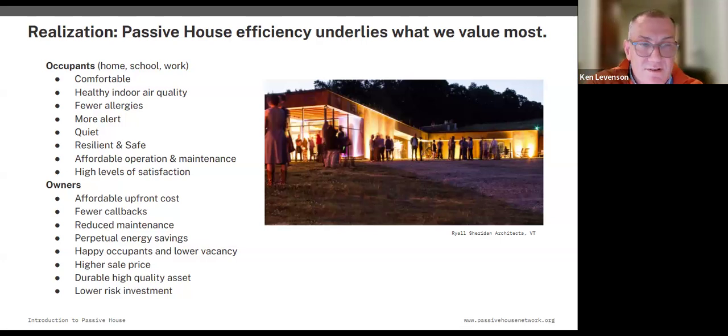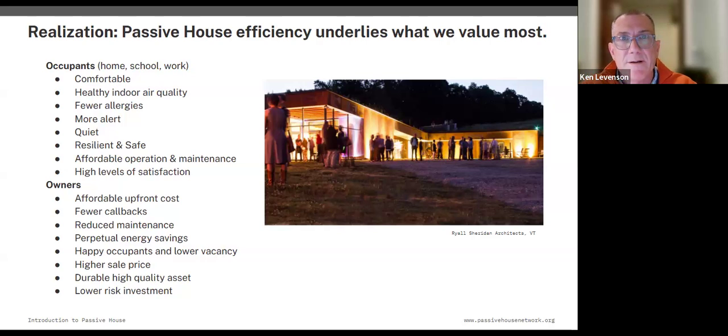Students are more alert. It's more quiet. It's more resilient and safe. As such, it's more affordable in operation, and we see generally and anecdotally higher levels of occupant satisfaction. On the owner side, you know, this is high quality construction. We'll talk about the costs in a bit. It's typically going to cost a little bit more, but it should be affordable. It should be able to work within the budget of the project.